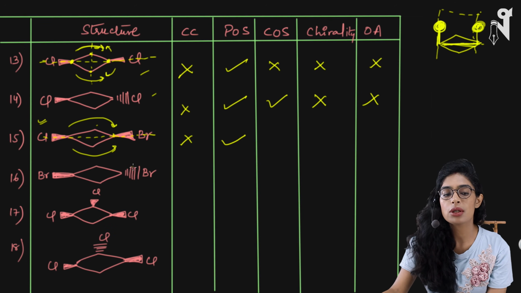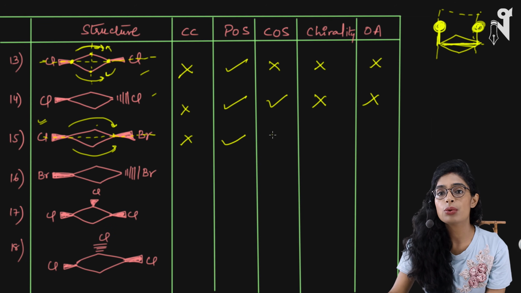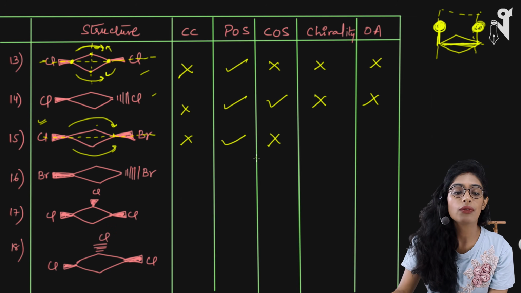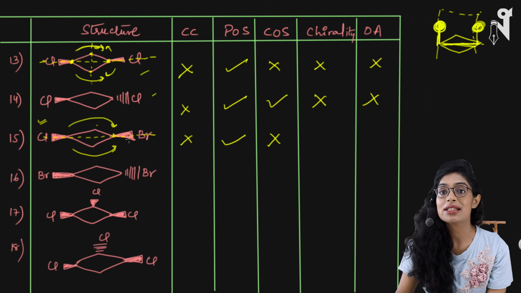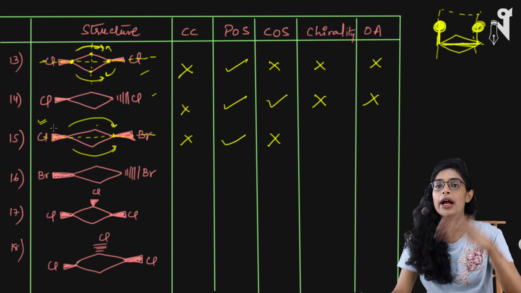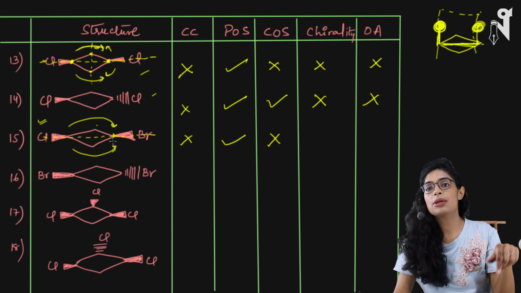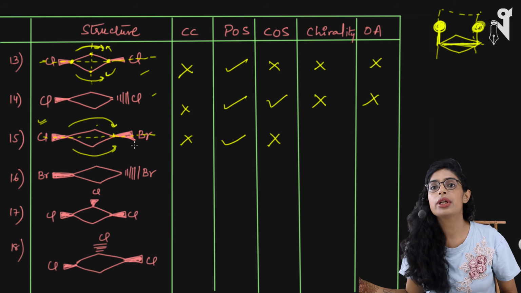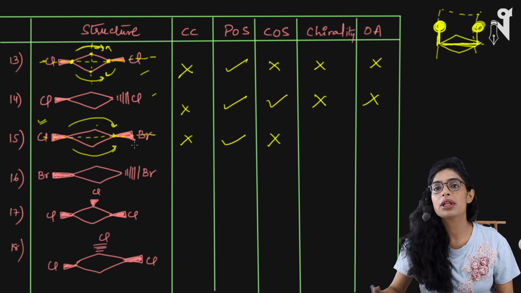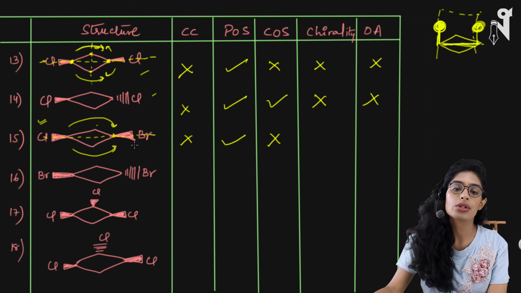Do we have COS? No, we do not have COS. Why don't we have COS? First of all, both of them are in the cis position, your chlorine and bromine, and secondly these are two different atoms also. Rest of the other hydrogens may possess the symmetry, I mean they will be in the equal and opposite direction, but chlorine doesn't have the chlorine in the opposite direction, bromine doesn't have the bromine in the opposite direction. So no COS, no chirality, no optical activity.